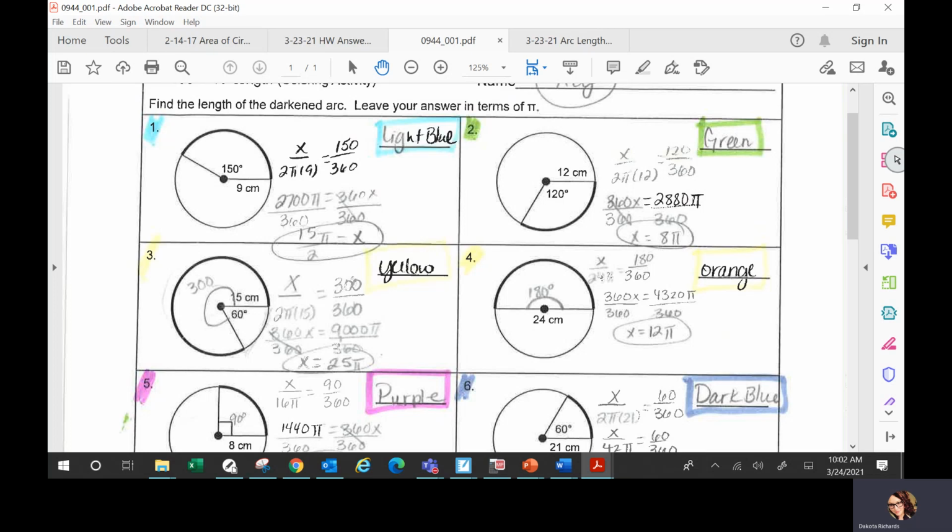Number one? Okay. Again, you can write down your formula. I know that I'm trying to find arc length on each one of these. So in that formula, this spot right here is always going to be where your x goes. And then it's 2 pi times r in the bottom. r is 9, so that's 2 pi times 9.